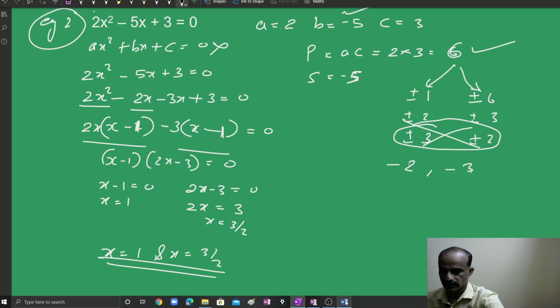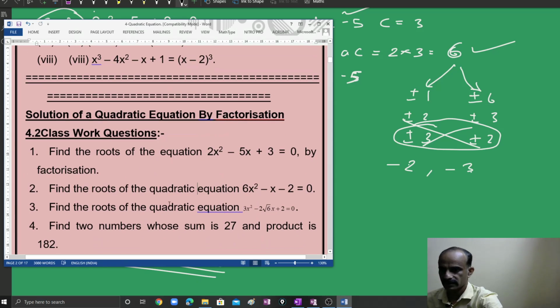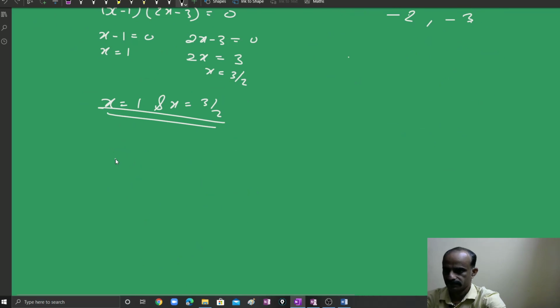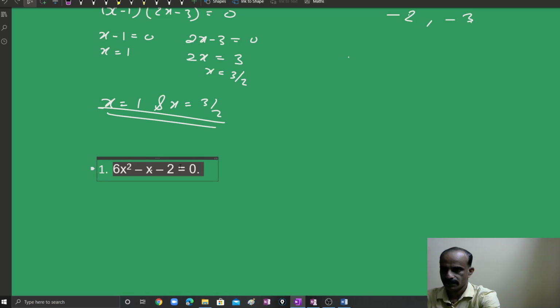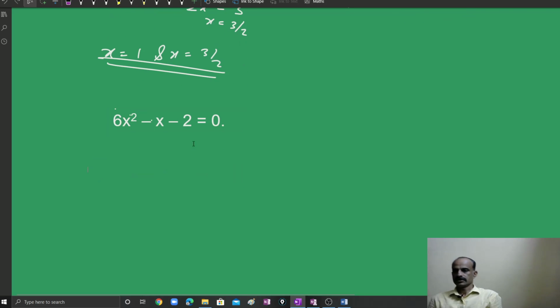Okay, we will take one more example. Find the roots of this quadratic equation. Take the second question. We have to find the solution of this using method of factorization, or factorization method.